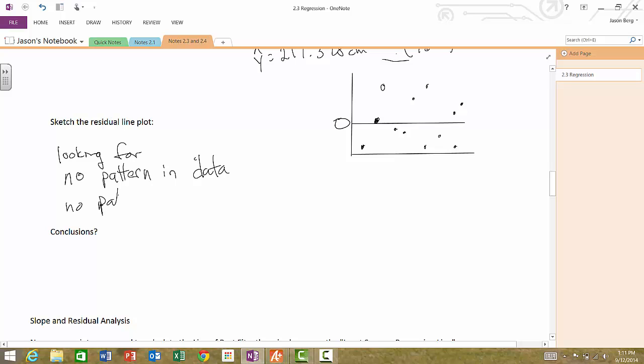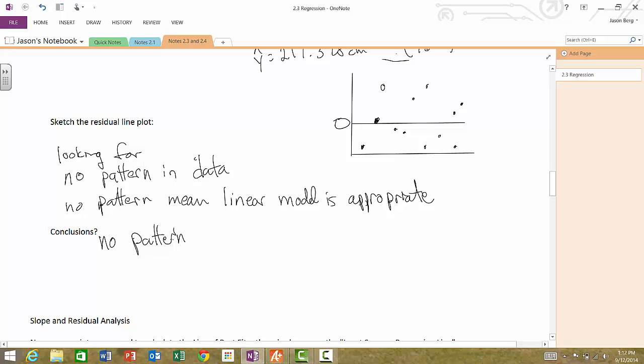Okay, and no pattern means that the linear model is appropriate. So no pattern means the linear model is appropriate. So for this one, there's no pattern. So conclusion, okay, the linear model, no pattern in the residual plot. So linear model is appropriate.